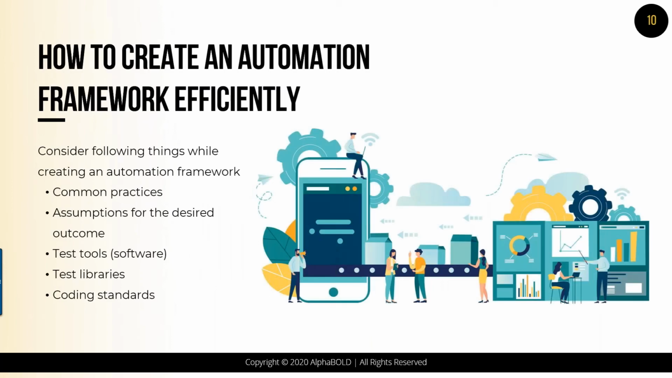So now we have known the types of the automation framework. Now how to create an automation framework more efficiently? We have to consider the following things while creating the automation framework. The first thing is common practices. We have to use the best common practices. That is, do not rely only on UI test automation.